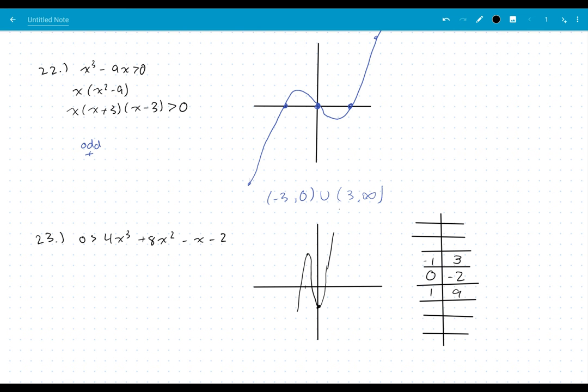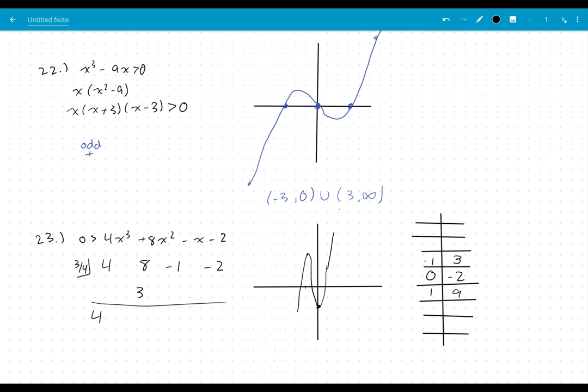It looks like one of our zeros is a little bit beyond 3, and one of our zeros is between 0 and -1. And one of our zeros is between 0 and 1. Can we try 3/4? I wonder what plugging 3/4 in would do for us. Or if we're going to have an irrational 0. 4, 8, -1, -2.